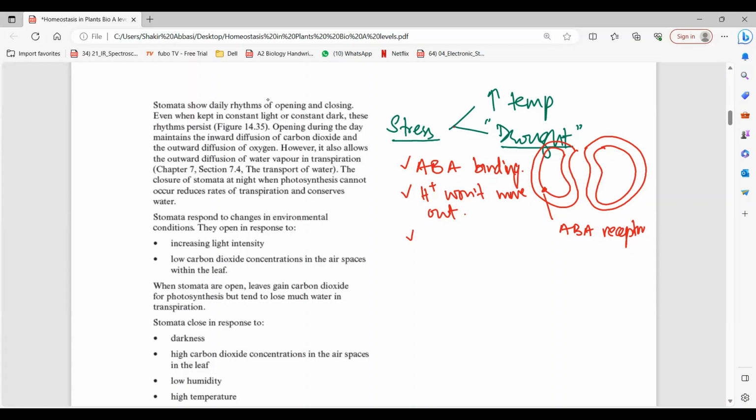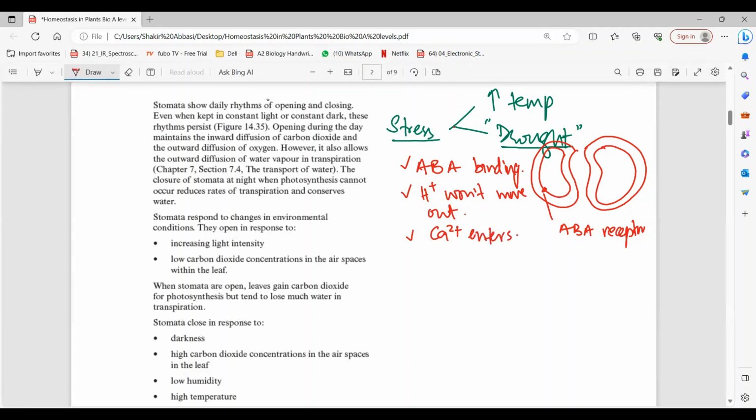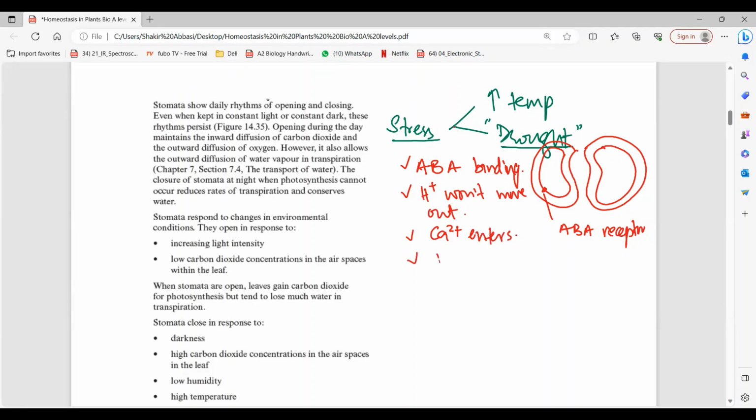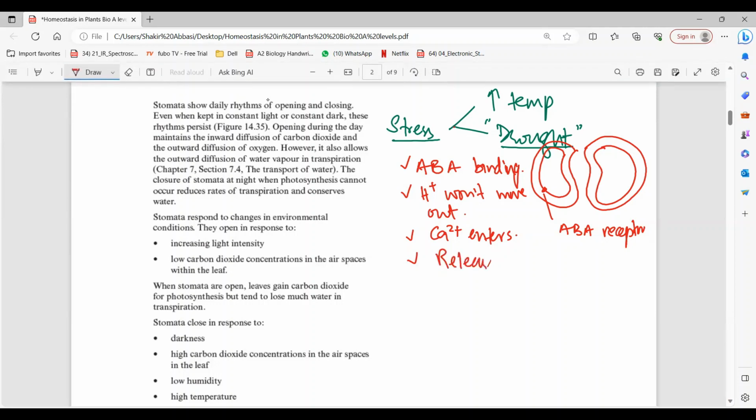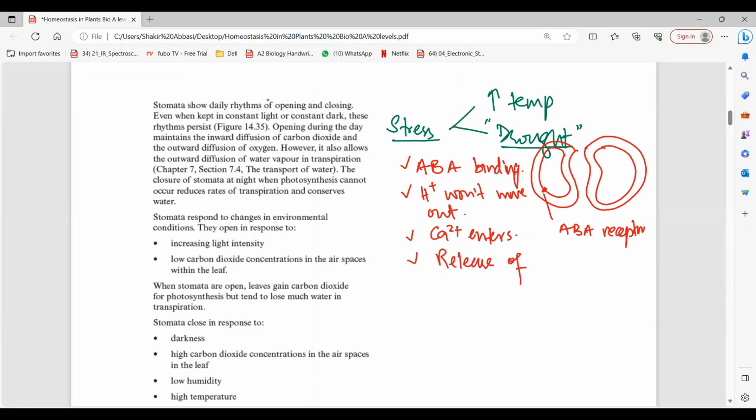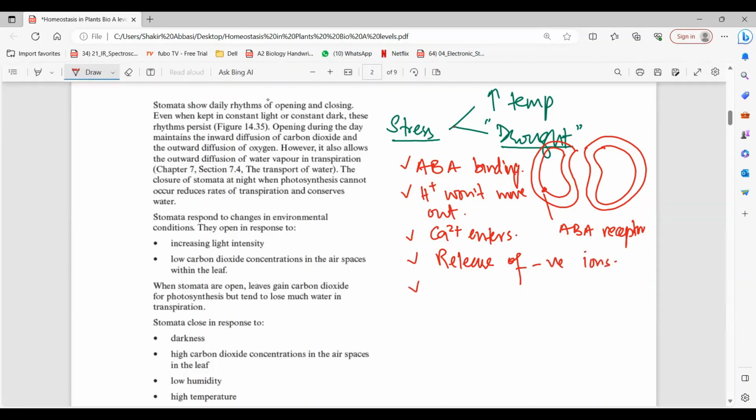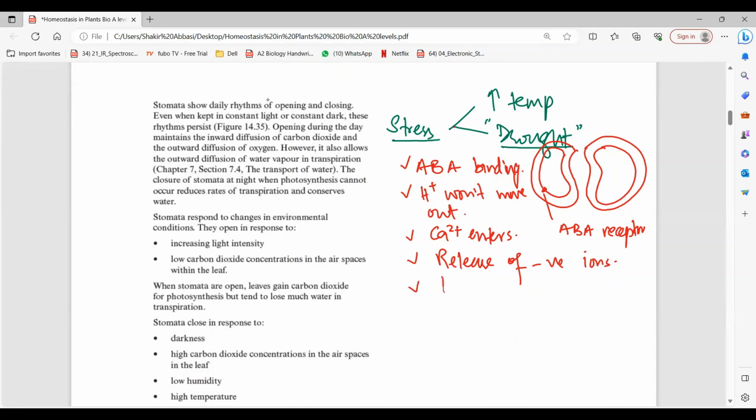Then what happens is, since hydrogen ions cannot move out, rather calcium ion moves into the cell. Calcium ion enters. And that calcium ion causes release of negative ions. I mean, negative ions go out of guard cells to the wall. When negative ions move out, obviously outside gets negative, right? Then potassium ions leak out. You can see that in opening of stomata, potassium ions would go in, but here potassium ions rush out.